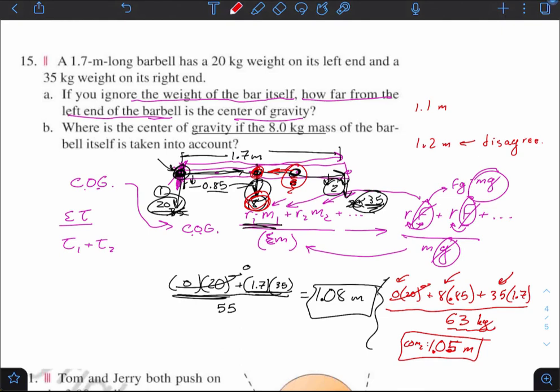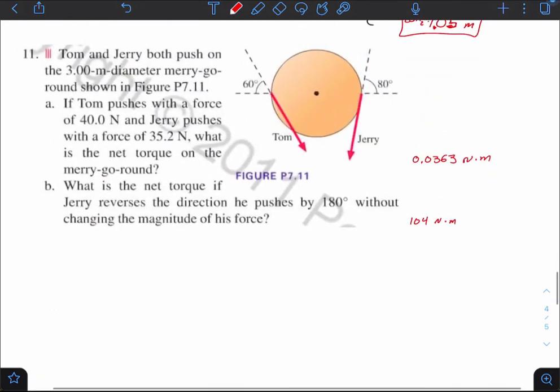And the answer key said 1.2. That's very clearly wrong because the center of mass would be brought to the left. So the answer should be 1.05. All right, jumping into the final question.